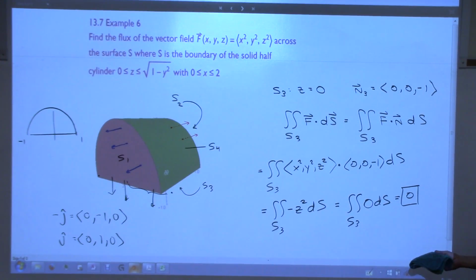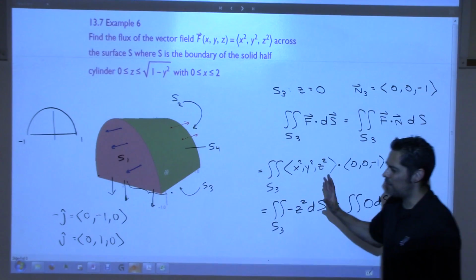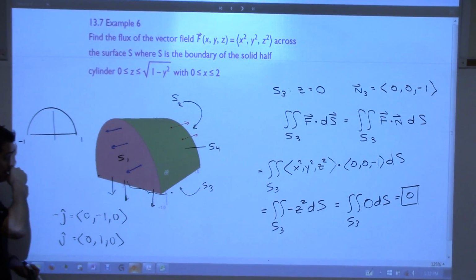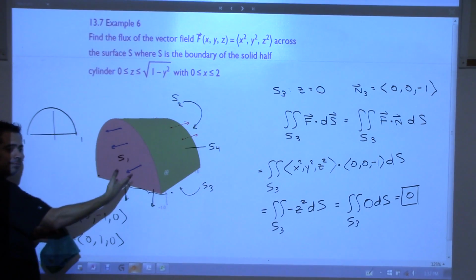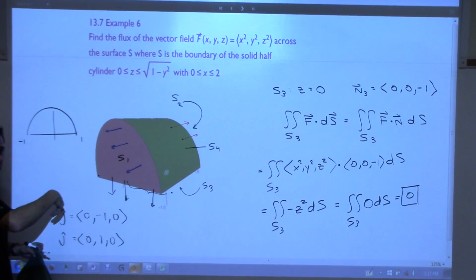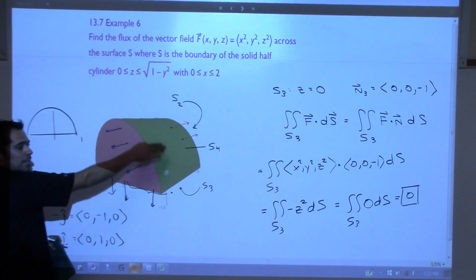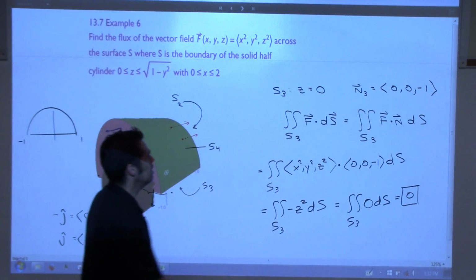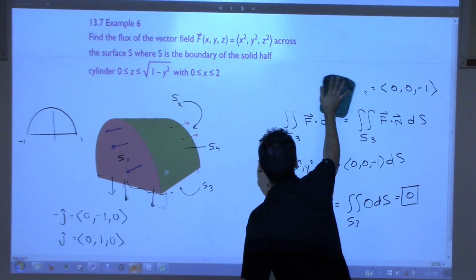S4 is the most challenging because it's not flat. So the normal vector is not always constant. Do y'all see that? When we see flat surfaces, we like it because the normal is always going to stay the same. But once we start moving around something that has curve to it, it's going to change. So this formula is not as nice. So we'll just go back to the other method.